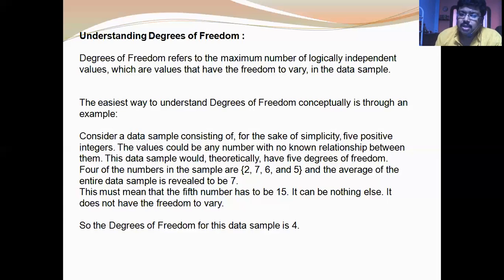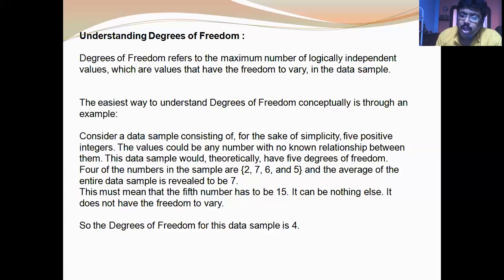So the last one, the number 15, does not have any variation. It can be nothing else. The fifth number has to be 15. There is no other way. It does not have the freedom to vary. Here is the point: it does not have the freedom to vary.